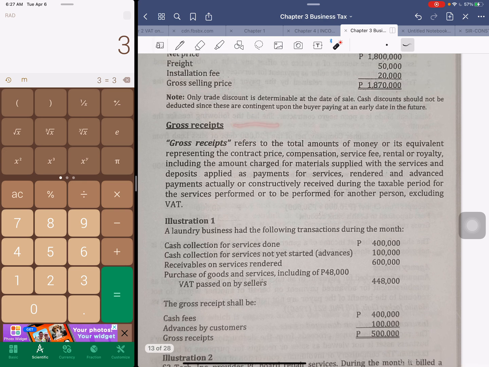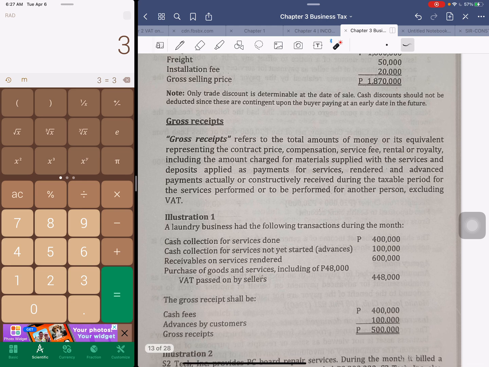Gross receipts. Ito na yung sale of services. Ang basis kasi natin yun, di ba, gross receipts. Sinasabi lang dyan, amounts of money or its equivalent representing the contract price, compensation, rental royalty, including amount charged for material supplies with the services and deposit applied as payment, actually or constructively received during the taxable period. Okay, so pwedeng actually na na-receive, ibig sabihin, yung usual, nagbayad si customer kay seller, or pwede rin constructively received. So, discuss natin yung constructively received.